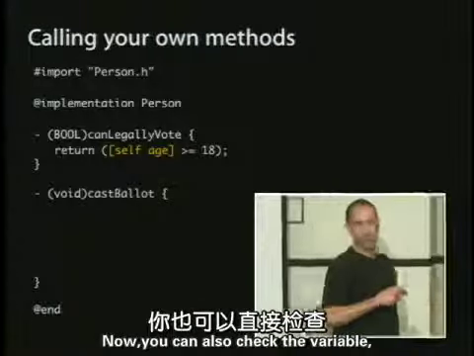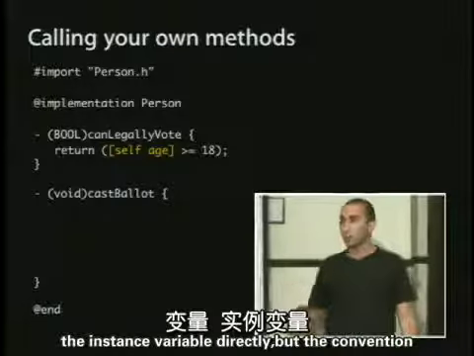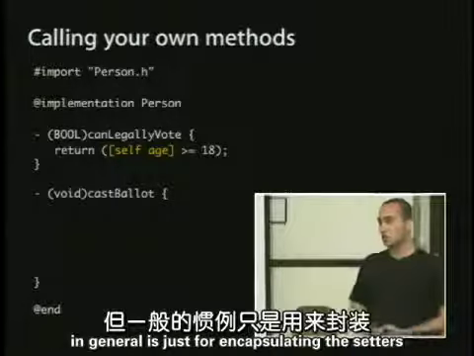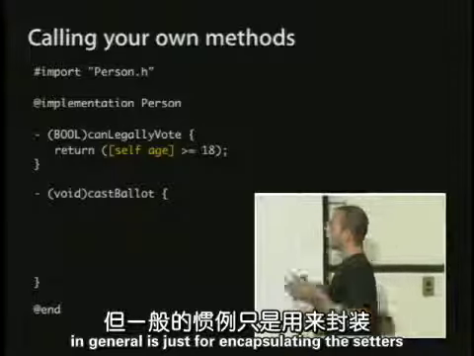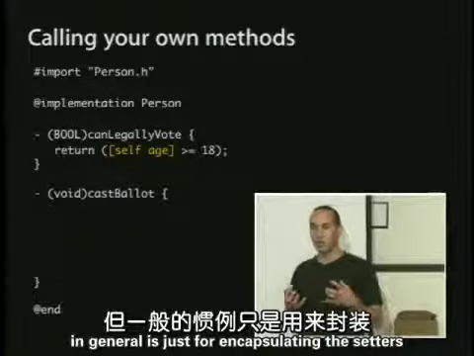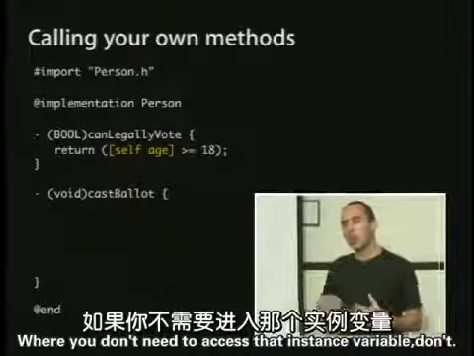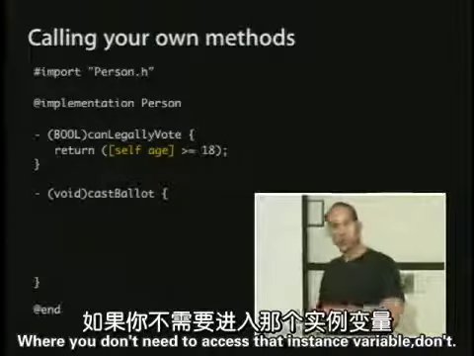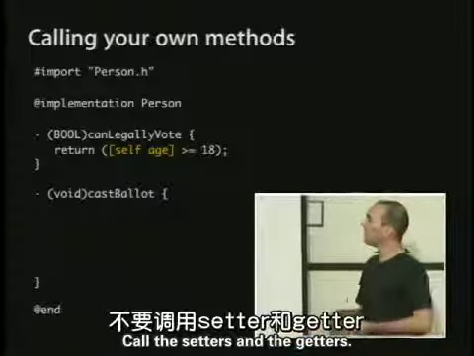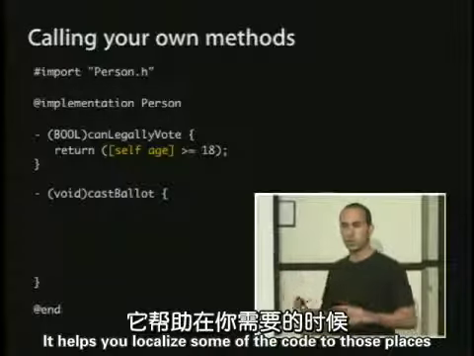Inside your implementation file, if you need to call other methods in your implementation file, you use self. And I'll show you in this case, here are two functions we're going to implement right now. canLegallyVote, which is going to call self age and check if the value is greater than or equal to 18.